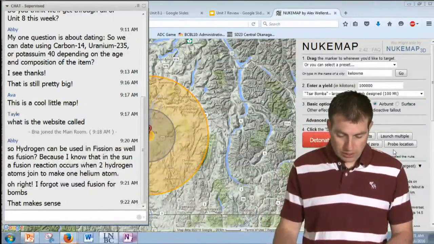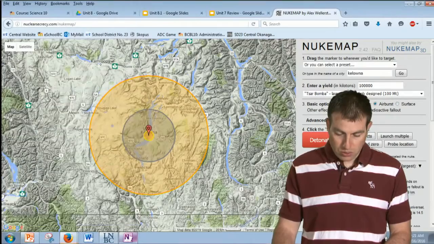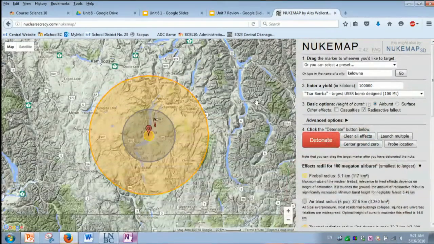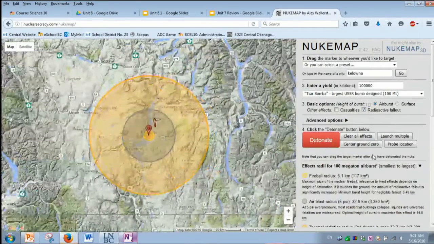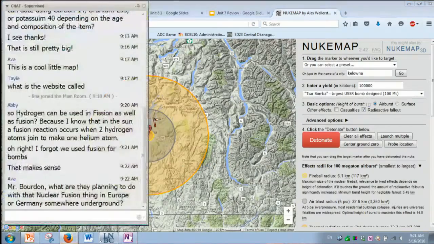If you go to the site, it's really cool. You can do things like add in fallout, and it shows radiation clouds and all sorts of really interesting stuff. So if you want to play around with that site, you can.